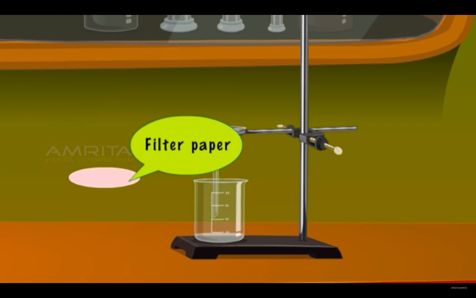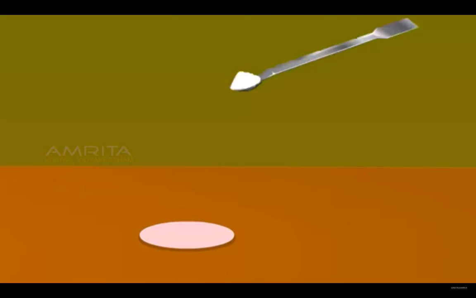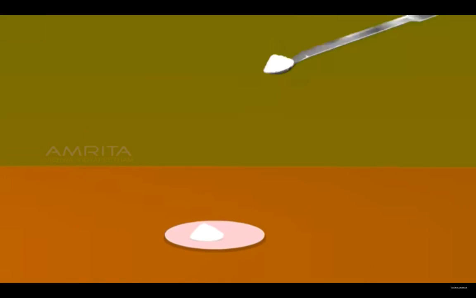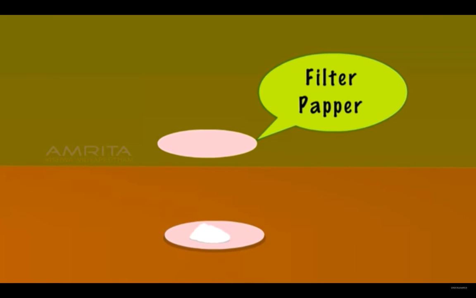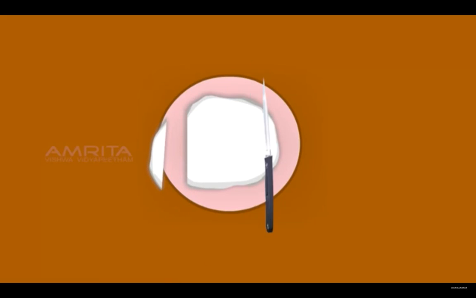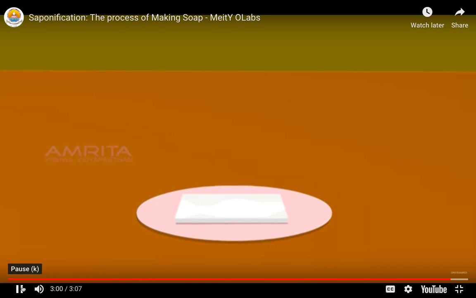Take a filter paper and remove soap from the funnel using a spatula and place it on the filter paper. It became a solid, and that's the salt that helped it to become a solid. Dry the soap by pressing it with another filter paper. Cut it into the desired shape with a knife. Soap is thus prepared. And there's your soap.